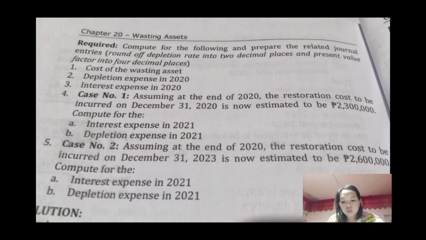Assuming at the end of 2020, the restoration cost to be incurred on December 31, 2020 is now estimated to be 2,300,000. So we should compute for the interest expense in 2021 and the depletion expense in 2021. So in case number 2, assuming at the end of 2020, the restoration cost to be incurred on December 31, 2023 is now estimated to be 2,600,000. So we should compute for the interest expense in 2021 and the depletion expense in 2021.